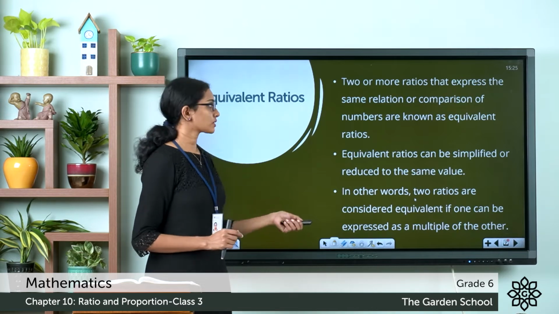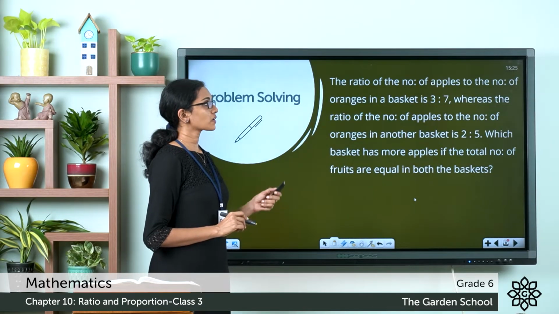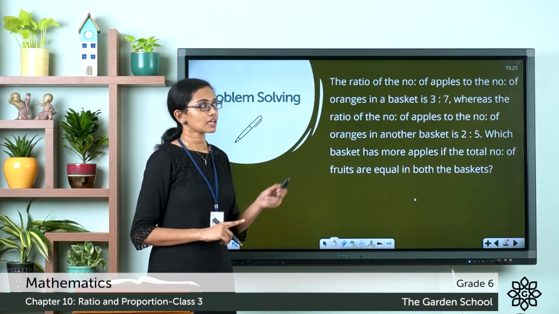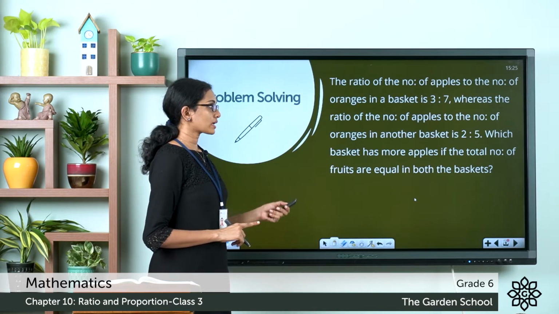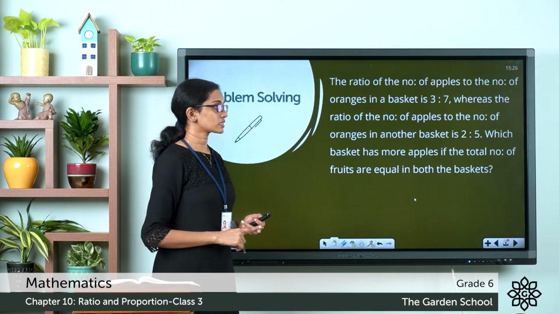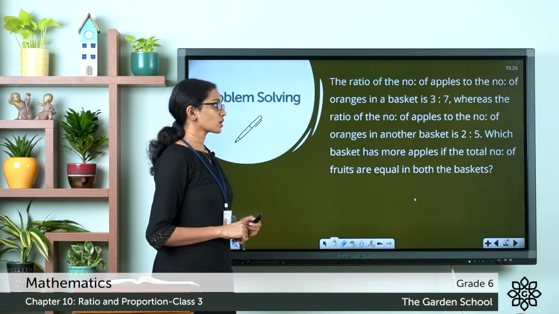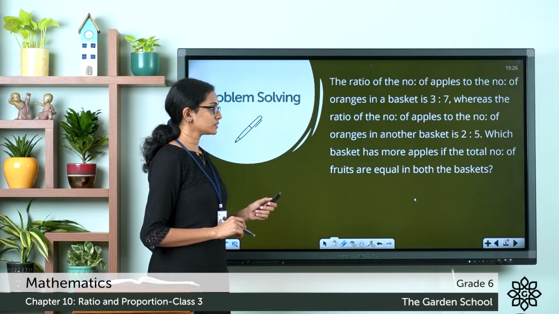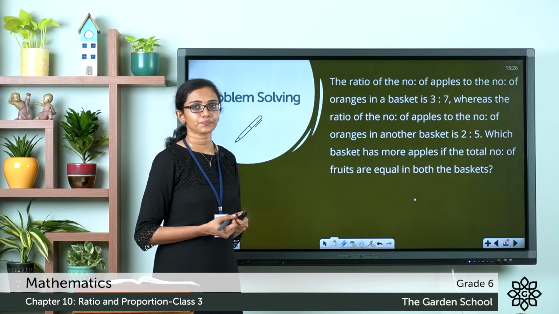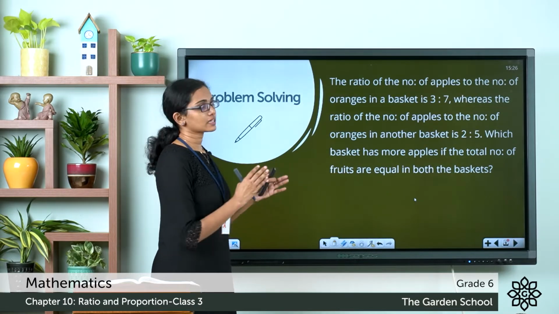Now we will see one question. It says the ratio of the number of apples to the number of oranges in a basket is 3 is to 7. Whereas the ratio of the number of apples to the number of oranges in another basket is 2 is to 5. Which basket has more apples if the total number of fruits are equal in both the baskets? So let us first make a note of the data given to us.